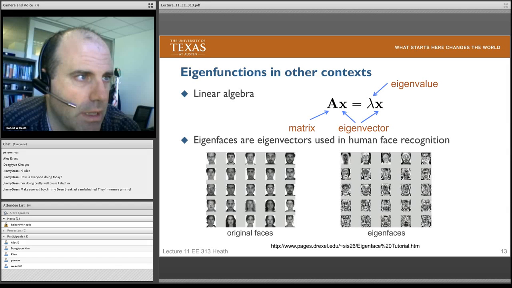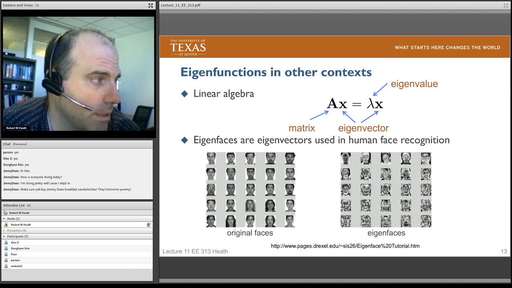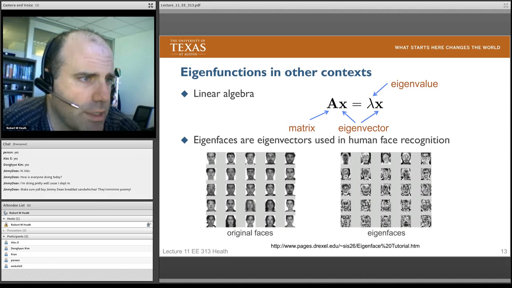So in our case, the system's impulse response plays the role of the matrix. And instead of having an eigenvector, we have a function. And instead of having an eigenvalue, we have a function. But otherwise, it's a similar concept here. Now, another thing that I wanted to mention is that this is also widely used.